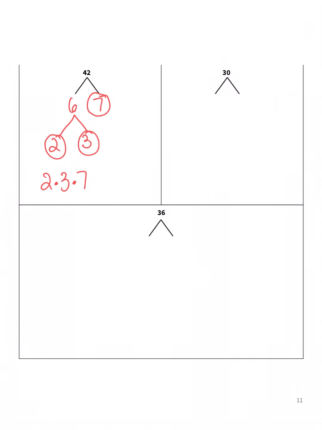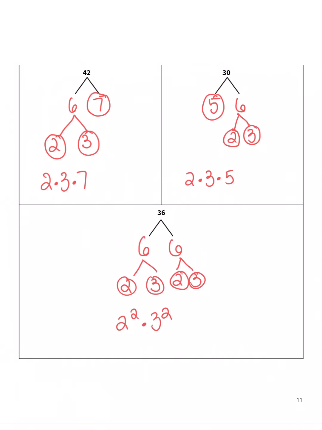All right, so your job now is to pause the video and try these 2 on your own. Please try them on your own before you come back and check your work. Okay, hopefully you completed these on your own and you got the same answer. For this one, the prime factorization is 2 times 3 times 5. And for 36, it's 2 squared times 3 squared. If you left this as 2 times 3 times 2 times 3, go ahead and make sure you change it to this.